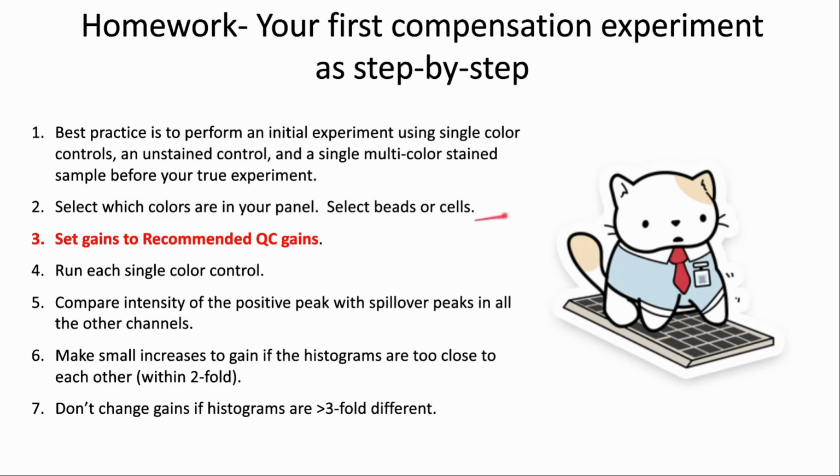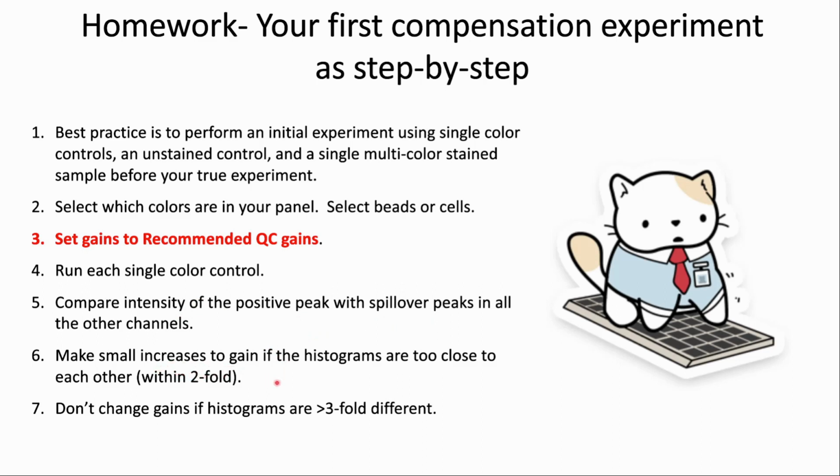To begin with, you would select which colors are in your panel and select beads or cells. Often beads are brighter and easier to stain and give a more consistent signal than cells. Set the gains to the recommended QC gains. This is important to do because the CytoFLEX instruments will default to the last used settings, which are not necessarily the recommended QC gains. Run each single color control and compare the intensity of the positive peak with the spillover peaks in all the other channels.